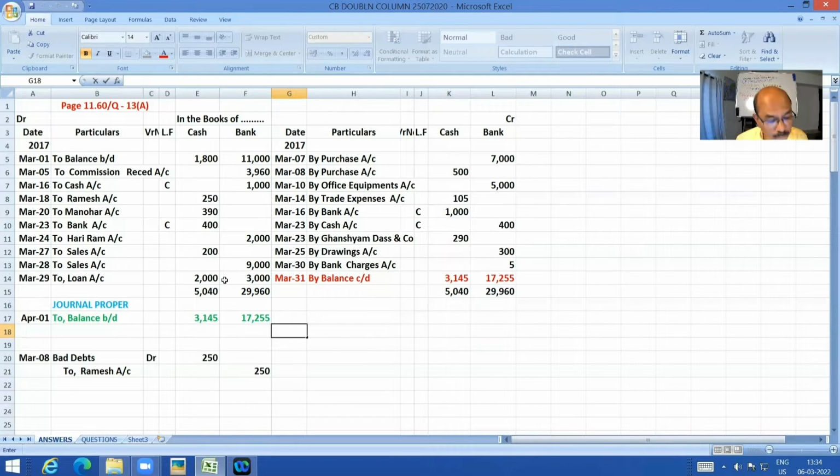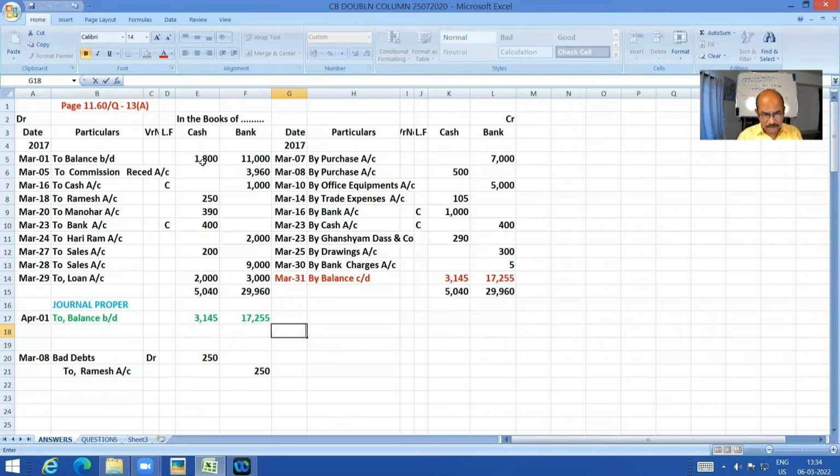To the extent it has moved to the cash box, we have shown in the cash column, and to the extent it has gone to the bank, we have shown in the bank column, right? Bank charges as per passbook 5. By bank charges, we know always bank charges is something that is charged by the bank. So by bank charges 5 is an absolutely simple sum.